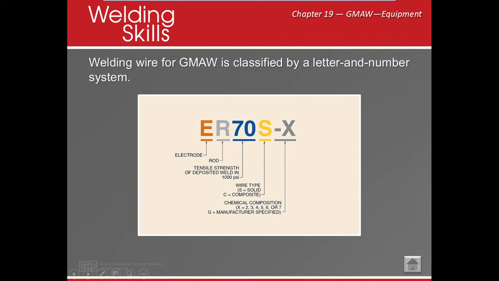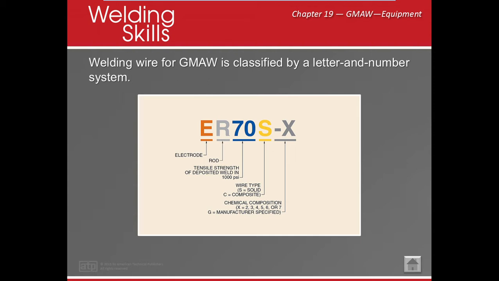Let's talk about this. The first letter is E. E stands for electrode. So what is an electrode? An electrode means the electricity is carried through this. This can be a cut wire or rolled up wire that carries the electricity and deposits metal. Now R. R stands for rod. A rod can be a rolled piece or wire, but the electricity doesn't go through it. We're just using it as filler metal.